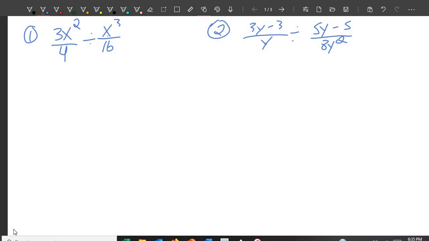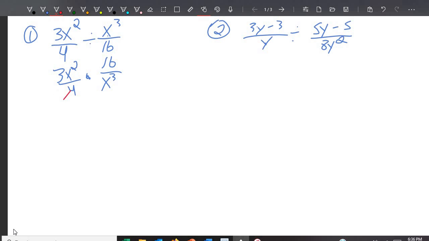Dividing rational expressions ends up turning into a multiplication problem. Anytime you're dividing rationals, what you want to do is flip the second fraction and turn it into a multiplication problem. Now, once we turn it into multiplication, we're going to simplify as much as we can.